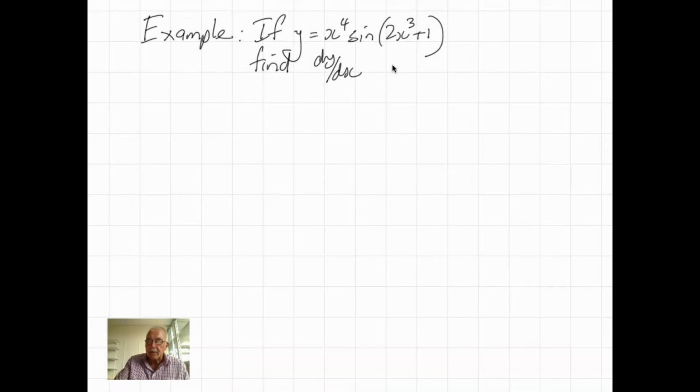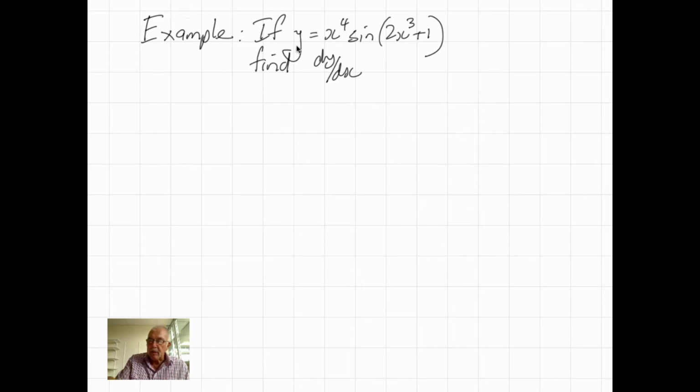y is x to the fourth sine of (2x cubed plus 1). We've got to find dy/dx. Now, your first step in these sorts of questions is to decide which rules we're going to use for derivatives. We've got quotient rule, we've got product rule, we've got chain rule. So we've got three.